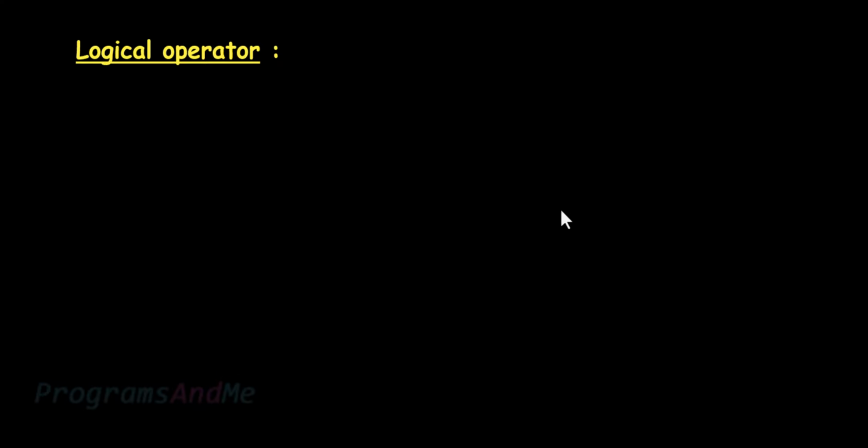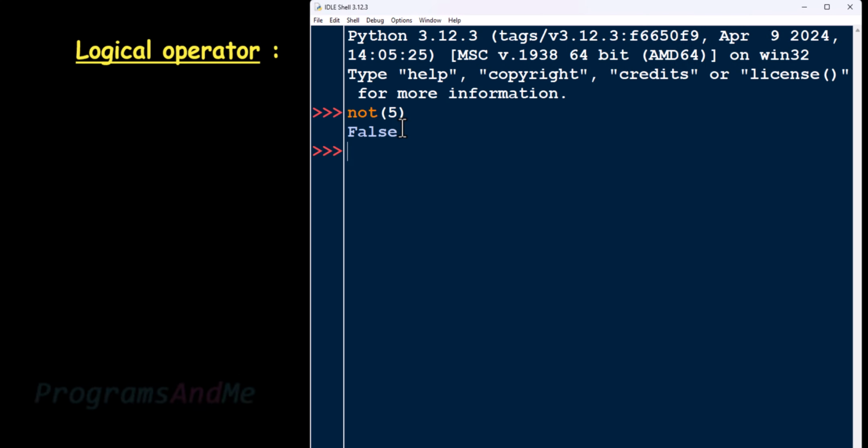So when I write not of 5, here the not operator is the logical operator. It needs Boolean values, right? So when 5 is given, it is not a Boolean value. So 5 can be evaluated to true or false, right? So 5 is a truthy value because 5 is a positive value and it is not 0. So 5 is evaluated as true. So it will take not of true, so we'll get the answer as false.